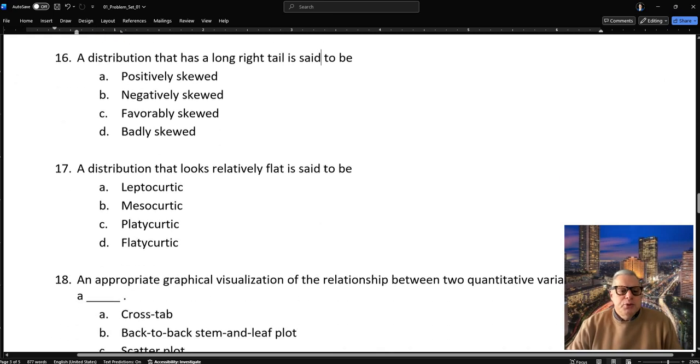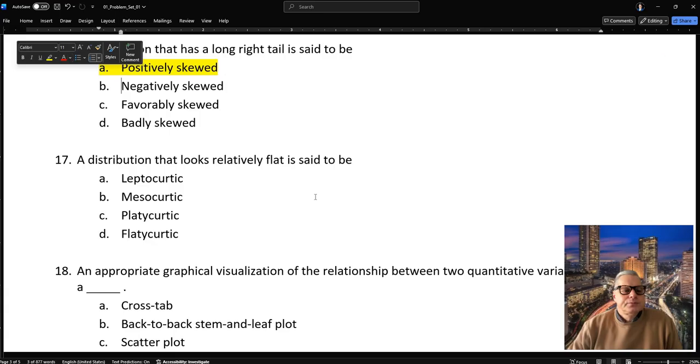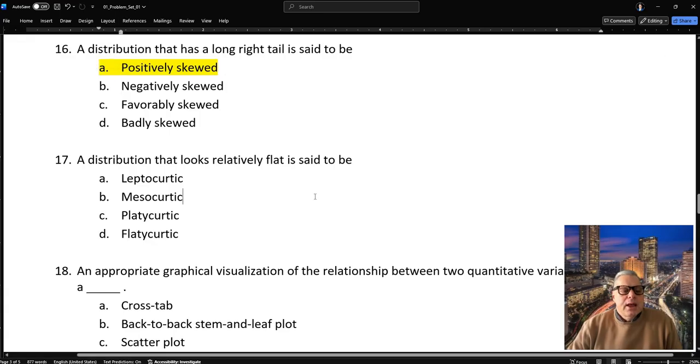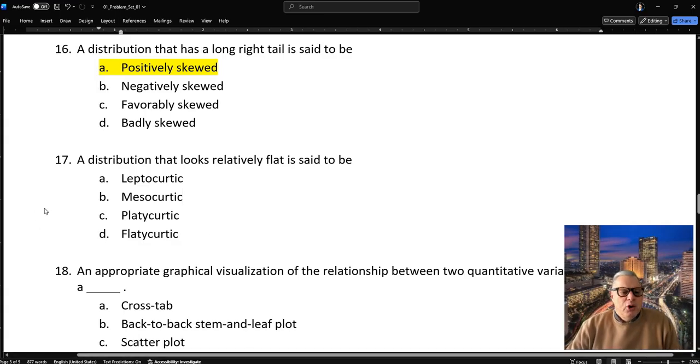A distribution that has a long right tail is said to be, so if a distribution has a long right tail, it is said to be skewed to the right or positively skewed. A distribution that looks relatively flat, so the middle part is not really distinct, that is what we call platykurtic.